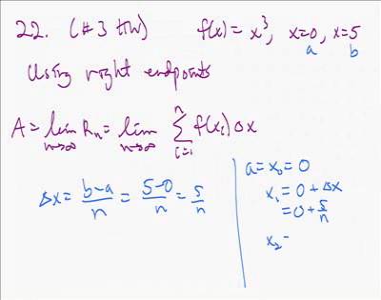Alright, what's x sub 2? Well, x sub 2 is going to be your initial starting point 0 plus 2 delta x's. So delta x times 2, which is 0 plus 5 over n times 2.